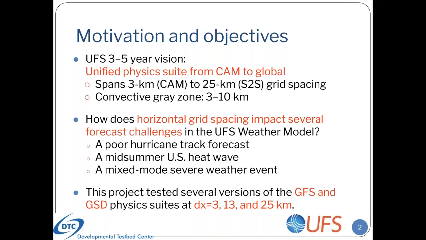In addition to that, there have been several priorities pointed out for improvements within the UFS weather model by Weather Service and other partners. Some of those priorities are exemplified by these three case studies that we've selected here for further analysis in this project. Those priorities include improving hurricane track forecasts, accurate prediction of 2 meter temperatures, particularly for heat waves, and improving the representation of convection, particularly at the CAM scale within severe weather events, and providing accurate QPF. And so, to look at how the horizontal grid length impacts the ability of the UFS weather model to handle some of these forecast challenges, we've run simulations at 3, 13, and 25 kilometer grid lengths for several versions of the GFS and GSD physics suites, and I'd like to show you those results today.